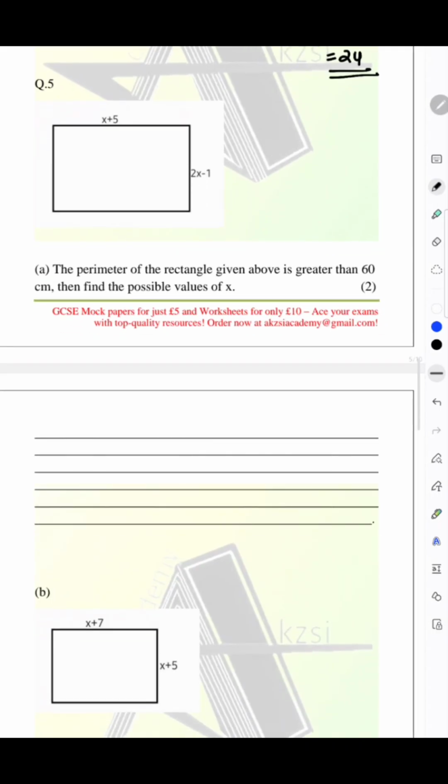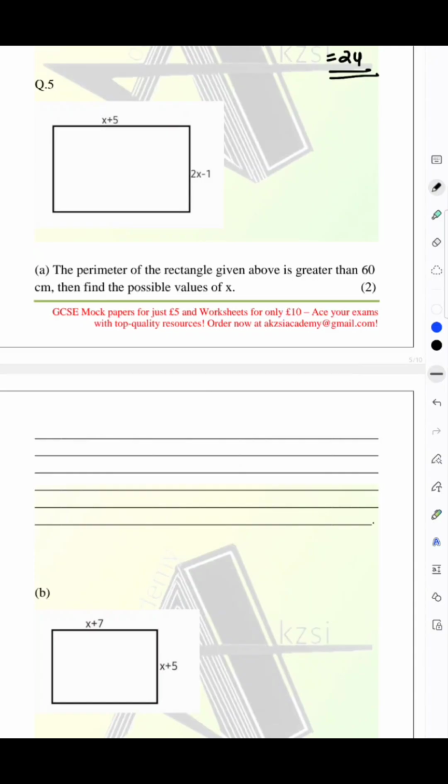Question 5 says the perimeter of the rectangle given above is greater than 60 centimeters. Then find the possible values of x. Perimeter means the sum of all the sides. It's given that length is x plus 5, whereas width is 2x minus 1. I need to double it because opposite sides are equal, so there are two lengths. So it will be 2 times (x plus 5) plus 2 times the width, and the perimeter should be greater than 60.